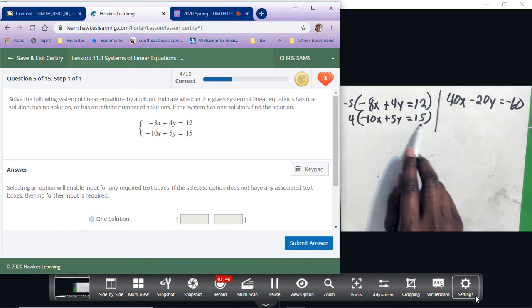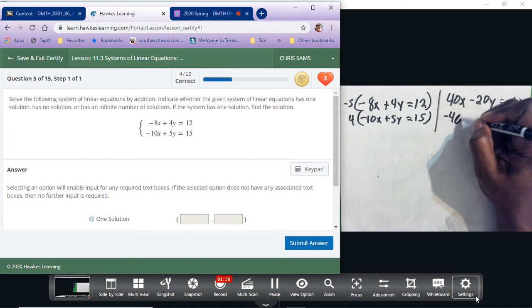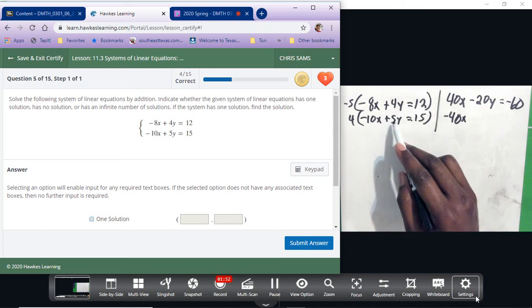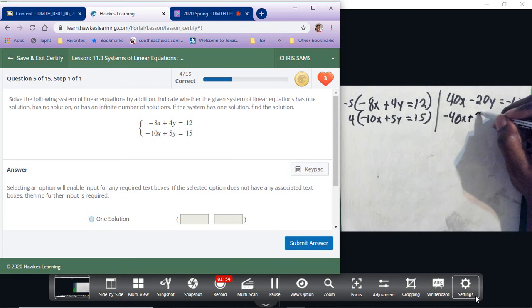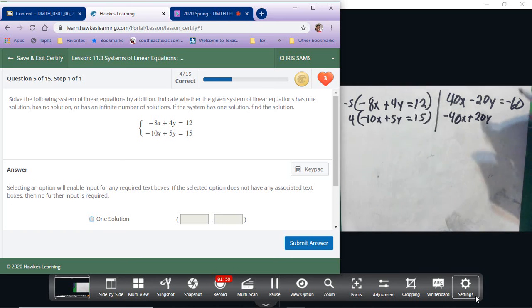Alright, and then 4 times each of these numbers will give me a negative 40x. This will give me a positive 20y, and this will give me positive 60.